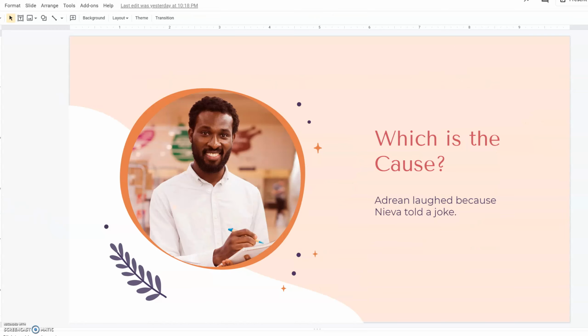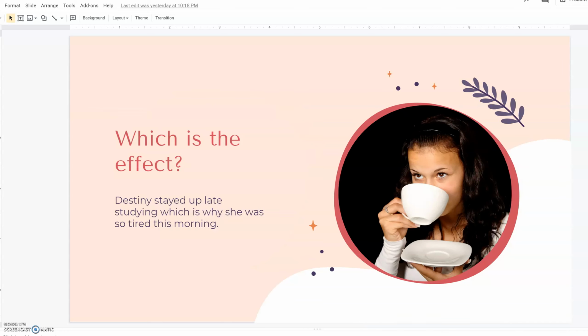Okay. So right here, what is the cause? Adrian laughed because Nieva told a joke. What is the cause? Right, so if you said Nieva telling the joke is the cause, correct, because that has to happen before Adrian can laugh, right? And it's the signal word "because" that tells us this is what caused Adrian to laugh. Very good. Let's try this one.